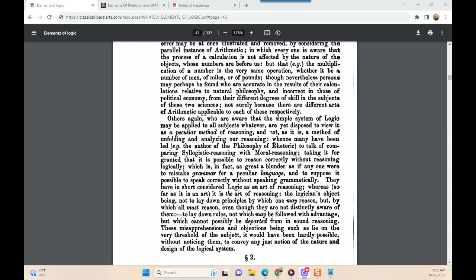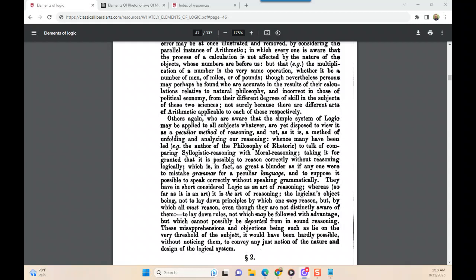He then refers to another book that we're not going to read, so let's just read over this quickly. Just to go over that part again, others who are aware that the simple system of logic may be applied to all subjects whatever are not disposed to view it as a peculiar method of reasoning and not as it is a method of unfolding and analyzing our reasoning, whence many have been led, for example, this one author, but many, to talk of comparing syllogistic reasoning, and we'll learn what this word syllogistic means in one of our next lessons, so don't worry about that.